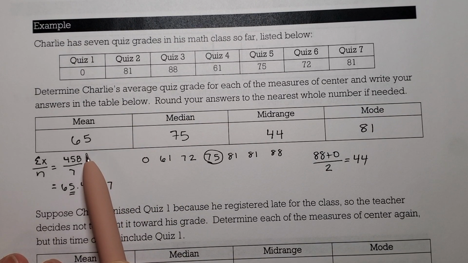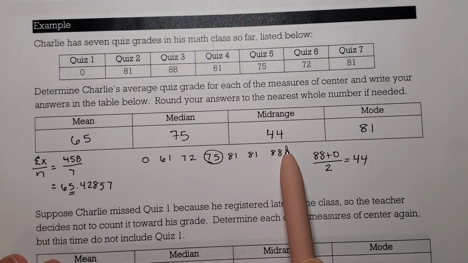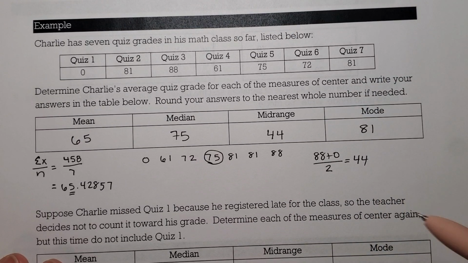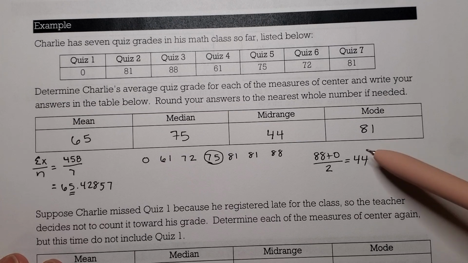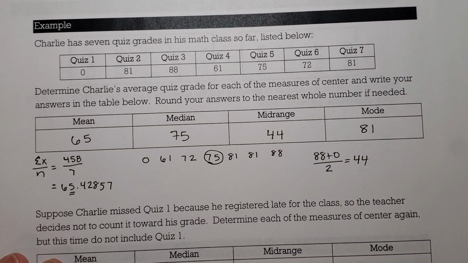So mean, he has a D. Median, he has a C. The mid-range, he failed because it's a 44. And the mode is in the 80s, so he has a B. So yeah, depending on the measure of center I'm using, Charlie could either be doing pretty well in the class or pretty miserably, right? So the measure of center you choose to use has an impact.